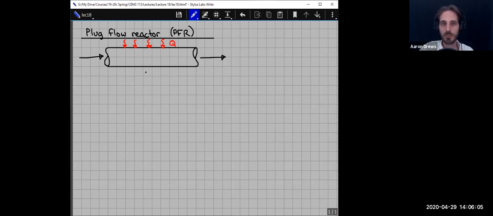The other key feature of a plug flow reactor is it's got a very special type of flow pattern inside of it. If you imagine a little line going through here, and you are a fluid element, if you are on the bottom of the tube, you're moving with one velocity. If you're a little bit above that, you move with exactly the same velocity. If you're anywhere other than that, you're always moving with exactly the same velocity, right? So this is what we call plug flow.